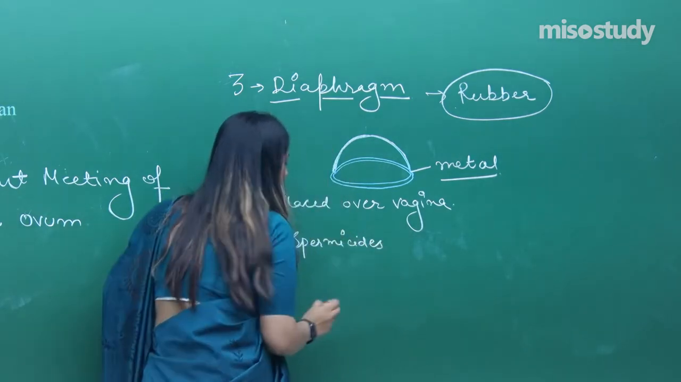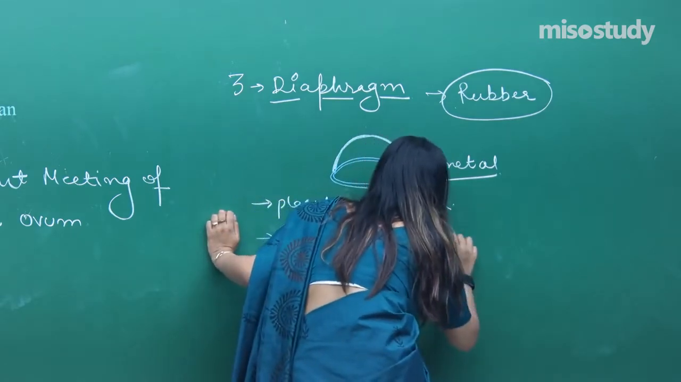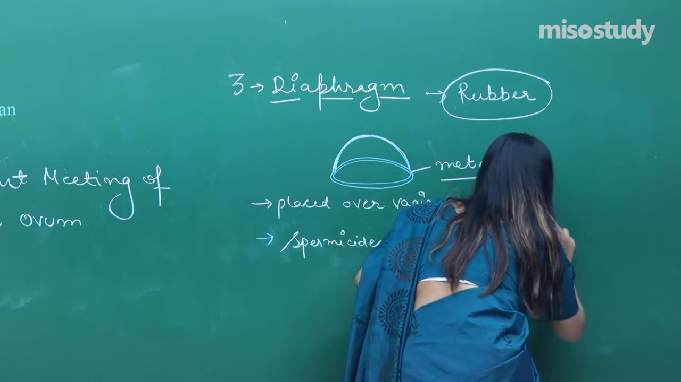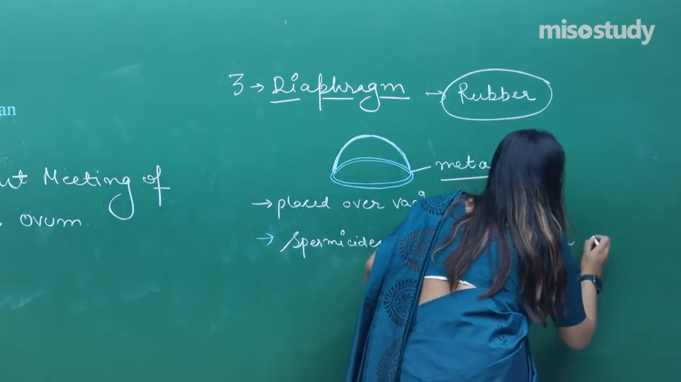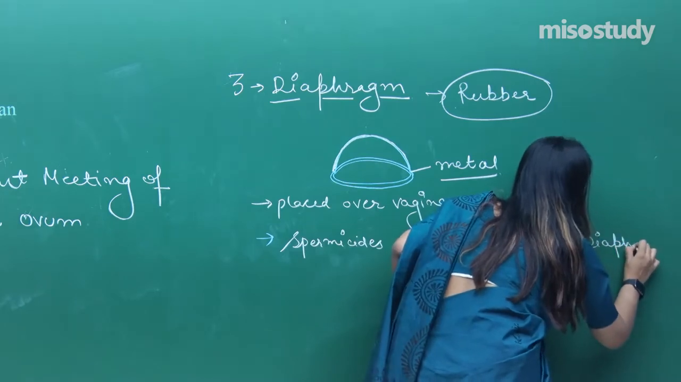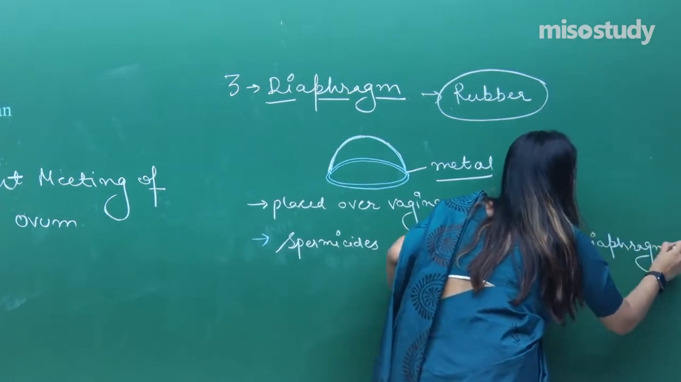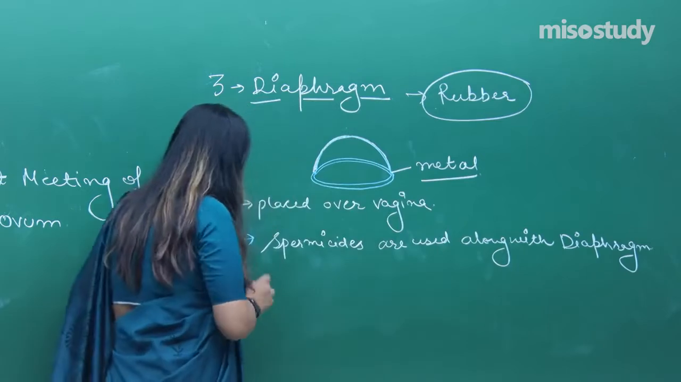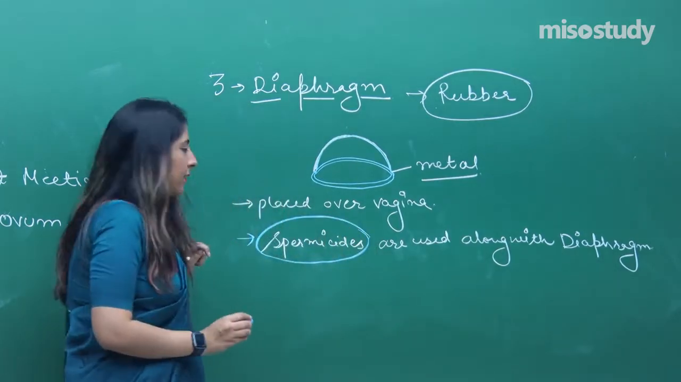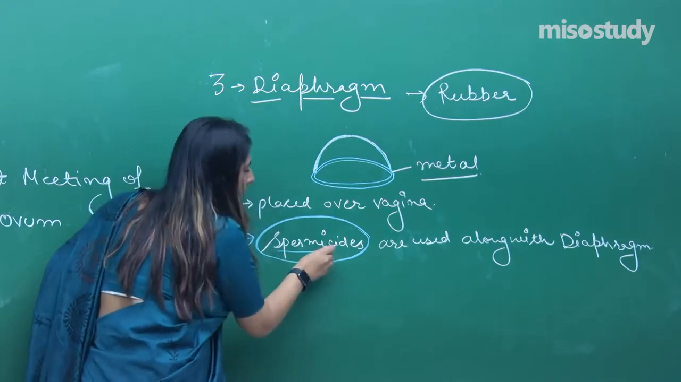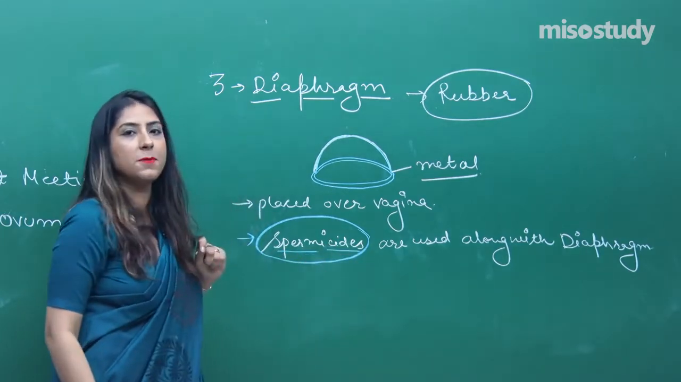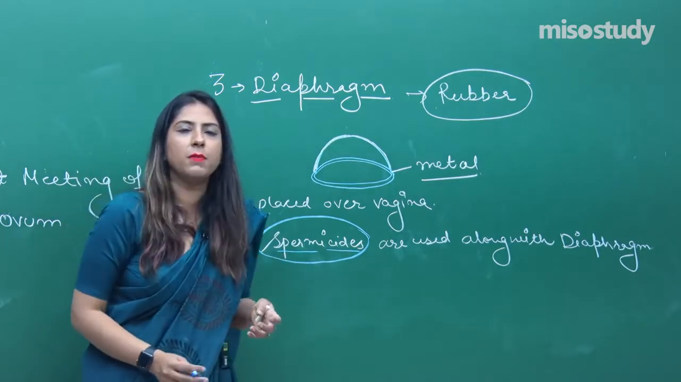Spermicides are used along with diaphragm. Now the question arises, students, what do you mean by spermicide? Spermicide means sperm and side means sperm are killed. These are those chemicals which kill the sperm. So can you give one example of one spermicide?